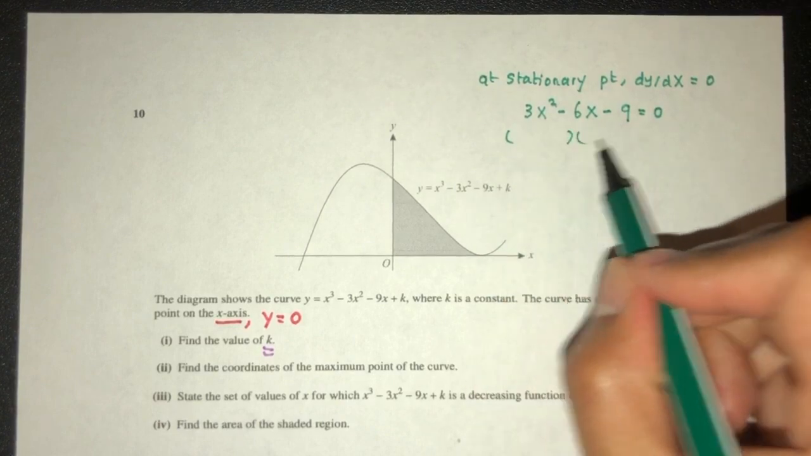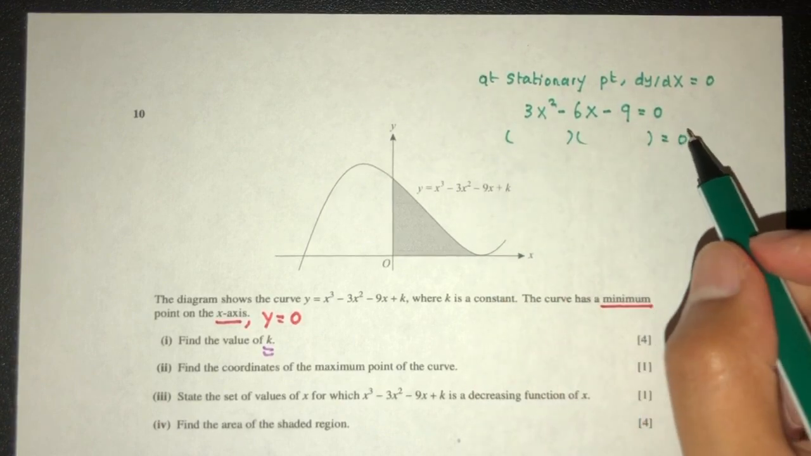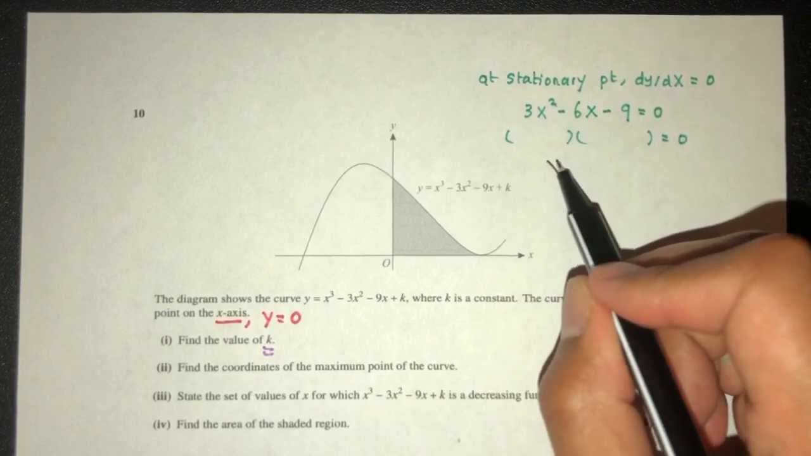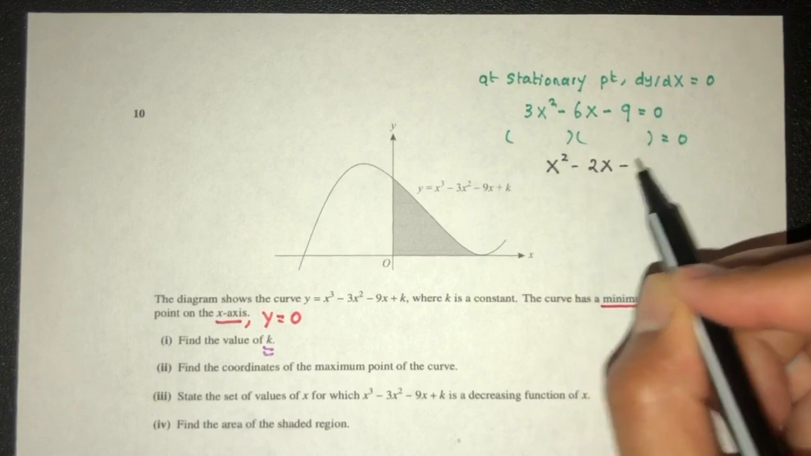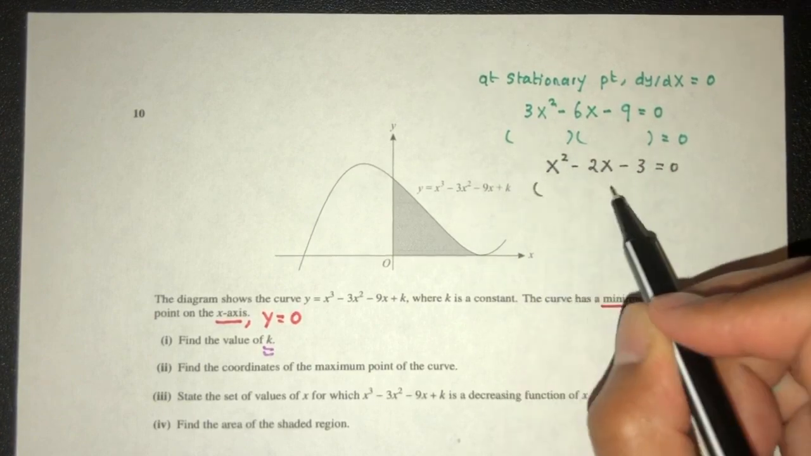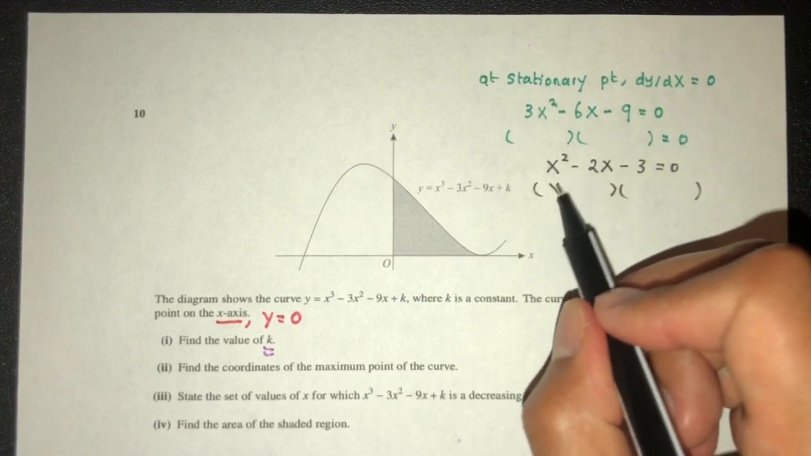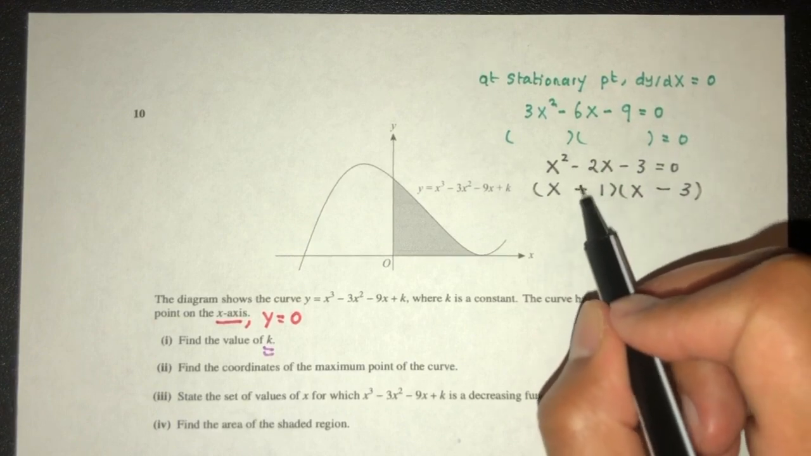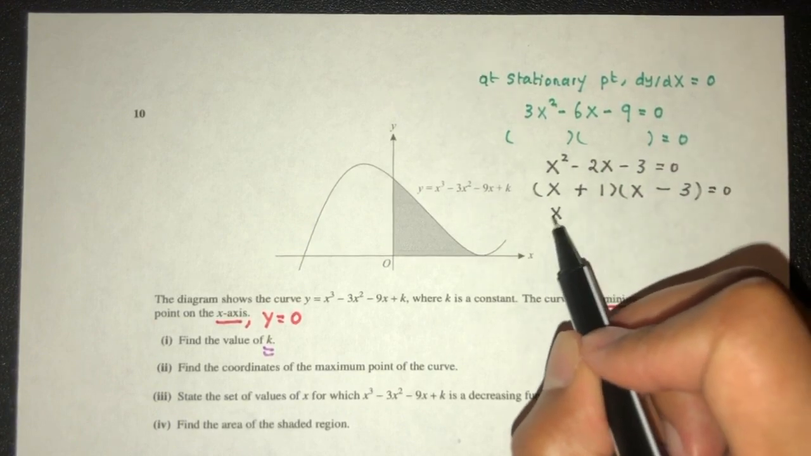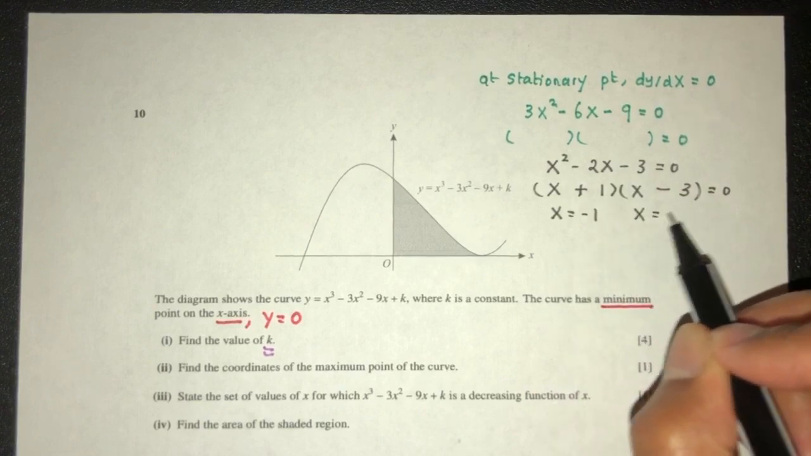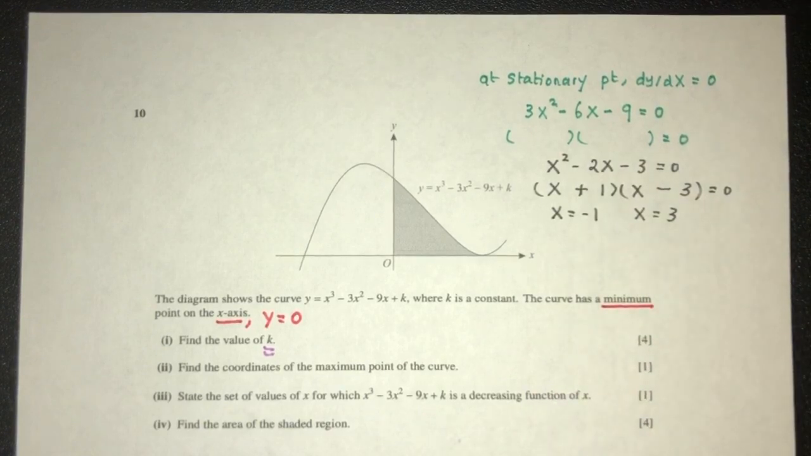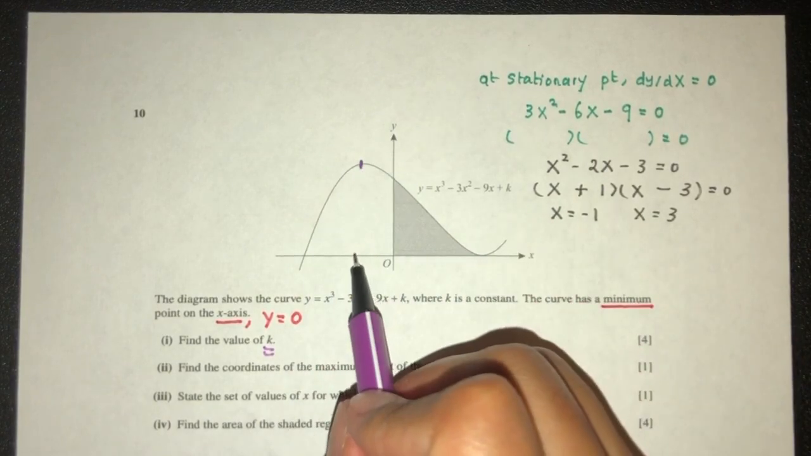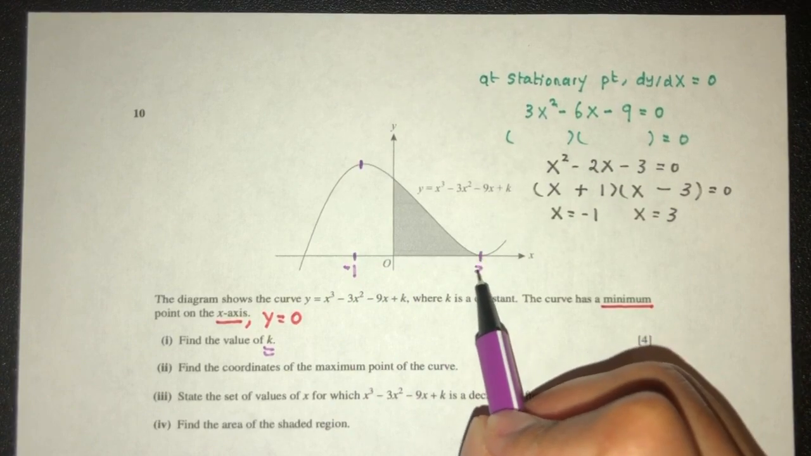Now we have to factorize. We can divide by 3 because everything is a multiple of 3. You will have x squared minus 2x minus 3 equals 0. Now we can factorize: x times x, and 3 is 3 times 1. To get minus 2, we need minus 3 and plus 1. So x will be minus 1, and x will be 3.